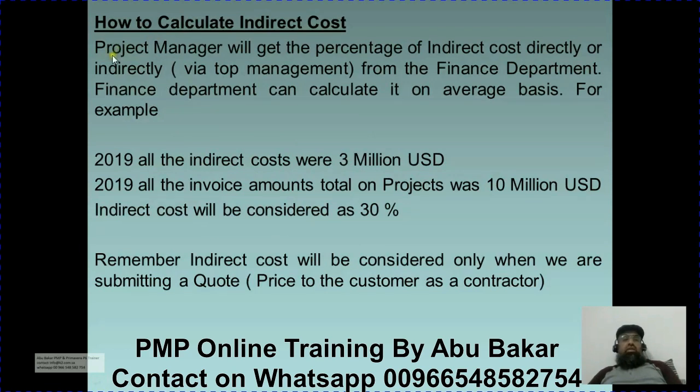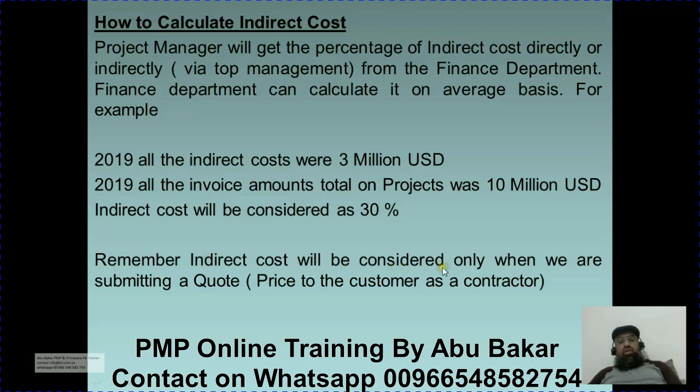How to calculate the indirect cost? Project manager will get this percentage either directly from the finance department or indirectly from the finance department via top management. Finance department can calculate it on average basis because they have all the data available. For example, in 2019, all the indirect costs were $3 million. And in 2019, all the invoice amounts we charged from the customers on the projects was $10 million. So roughly our indirect cost is 30%.